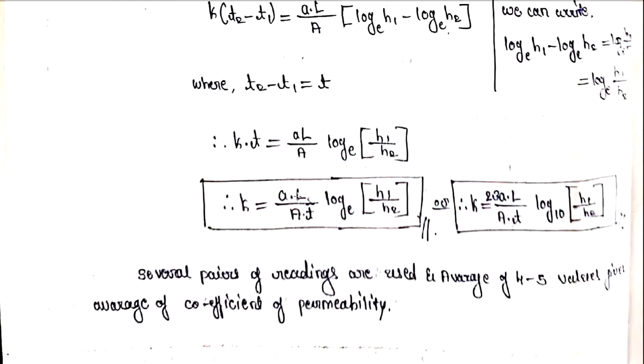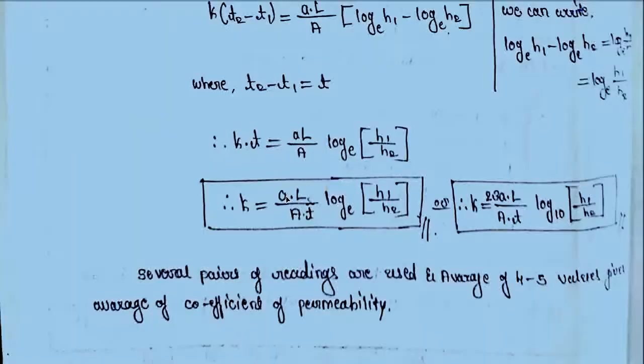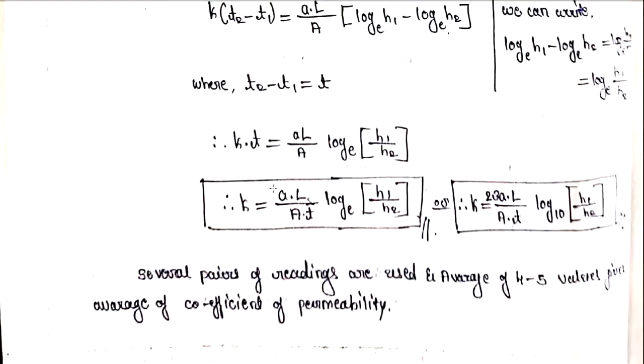So we can say that K is equal to a into L divided by A into T, into log e to the base h1 divided by h2. Here small a is the cross sectional area of the standpipe, L is the length of the sample, capital A is the cross sectional area of the soil sample, and T is the time taken. If we use log e to the base, there is no need to use 2.3. If we are using log 10, we have to use 2.3.